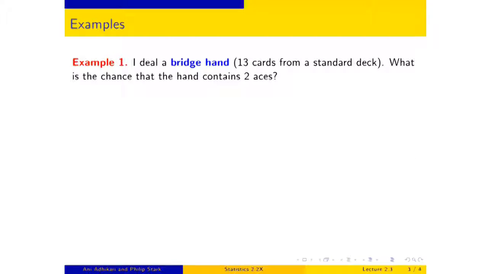So I'll start with a deck of cards. I've got a standard deck which has 52 cards, I remind you, and I'm going to deal a bridge hand. In the game of bridge, a hand has 13 cards. And I want the chance that my hand contains 2 aces. I'll remind you also that the deck of 52 cards contains 4 aces total. So what am I doing here? I am dealing 13 cards out of 52. That is a simple random sample of 13 out of 52 cards, because cards are dealt without replacement.